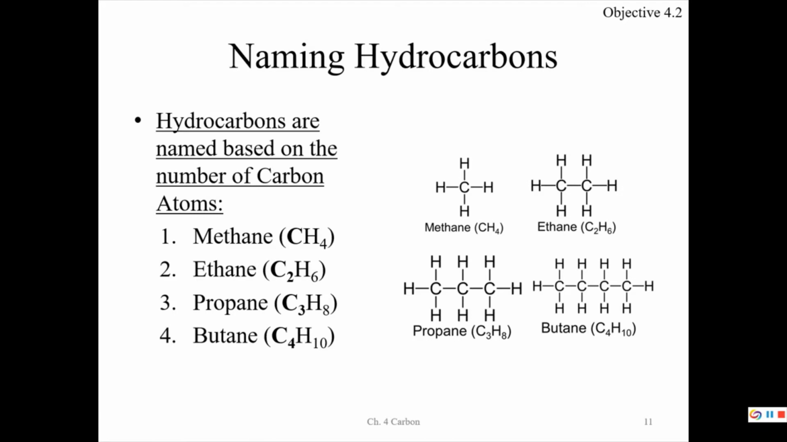So I'm going to give you guys a little bit of a mnemonic. It is MEP-B, M-E-P-B, 1, 2, 3, 4. That is the number of carbons. We name them based on the number of carbon atoms they have. Methane, 1 carbon. Ethane, 2 carbons. Propane, 3 carbons. Butane, 4 carbons. MEP-B, 1, 2, 3, 4.